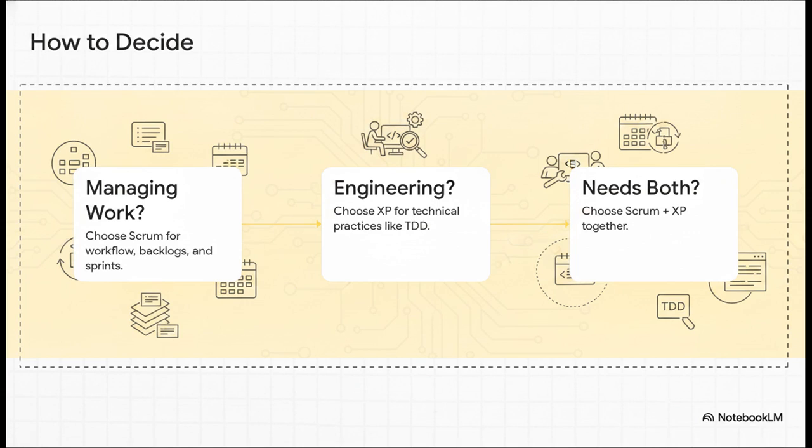But here is the curveball they love to throw at you. What if it needs both? If an organization needs a management framework and strict technical excellence, you don't have to pick just one. You choose Scrum plus XP together.